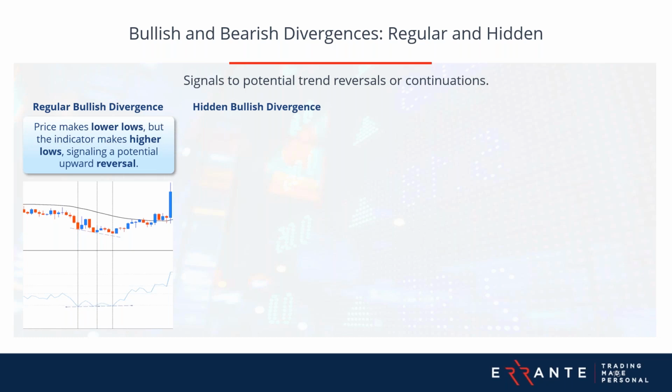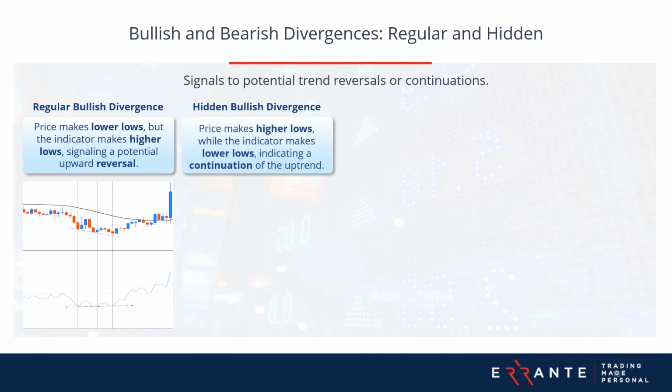Conversely, a hidden bullish divergence points towards the continuation of the current upward movement or uptrend. It occurs when the price makes higher lows, a bullish sign, but the RSI shows lower lows. And this suggests that although there might be a temporary pullback in the uptrend, the overall bullish momentum remains strong, indicating that the uptrend is likely to resume.